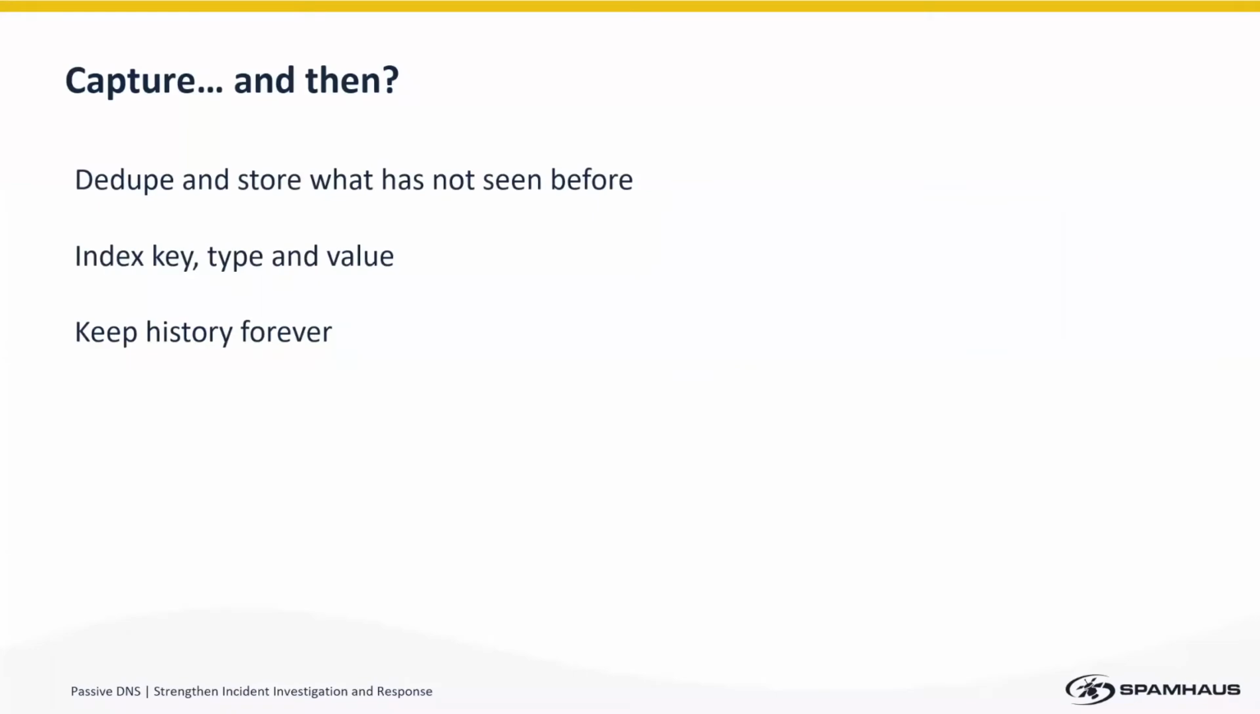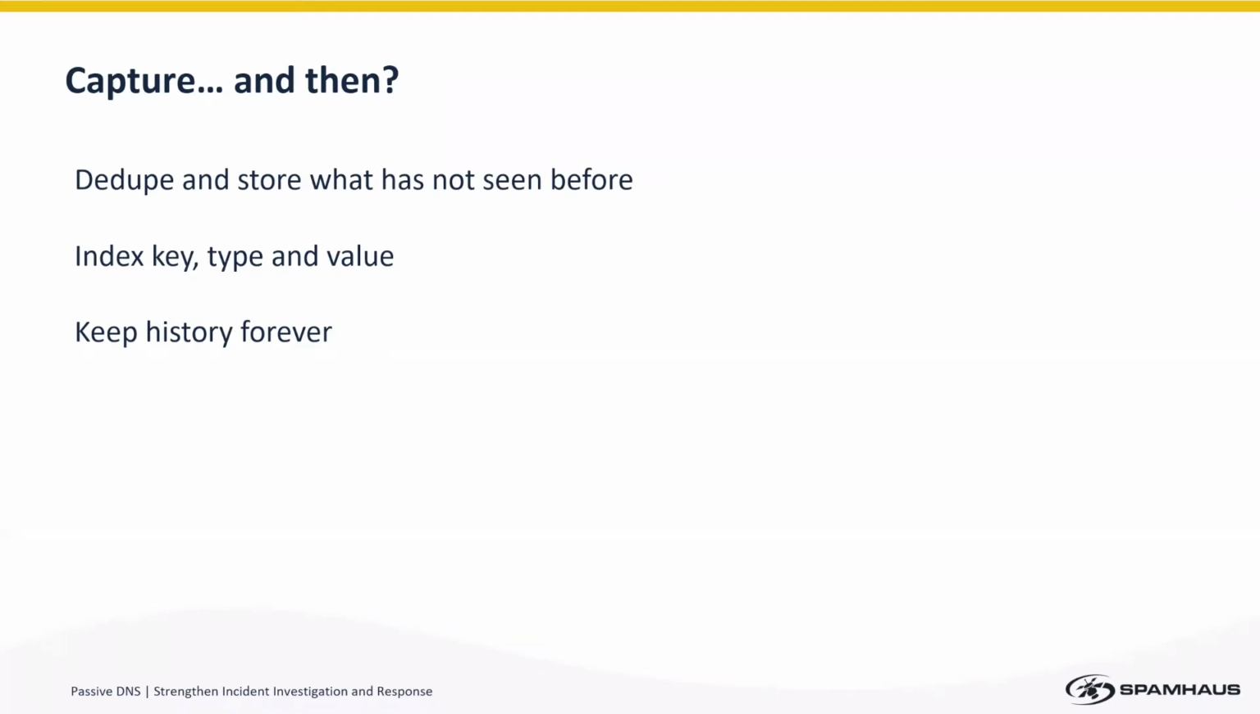Once we have that data, there's a lot of duplicates in there. Obviously, very popular websites are requested quite a lot by a lot of different people. So there's a lot of deduping that goes on, and we store what has not been seen before, or we update whatever we already have. We index the key: the question, what type of record was requested, and what the answer was, and we keep the history. Once we do that, we start building a database that will basically show you over time what kind of questions have been asked to the DNS system by all the clients out there. This can be home devices, mobile devices, corporate servers, anything that uses resolvers that we capture data from.